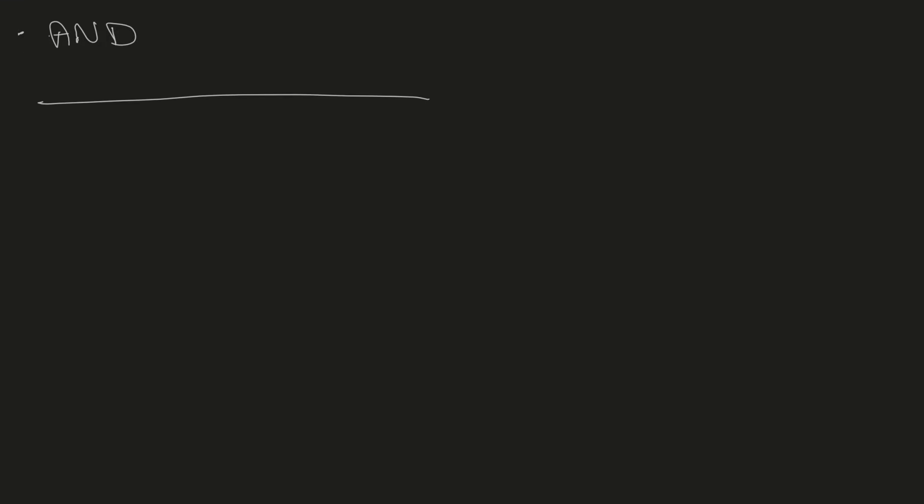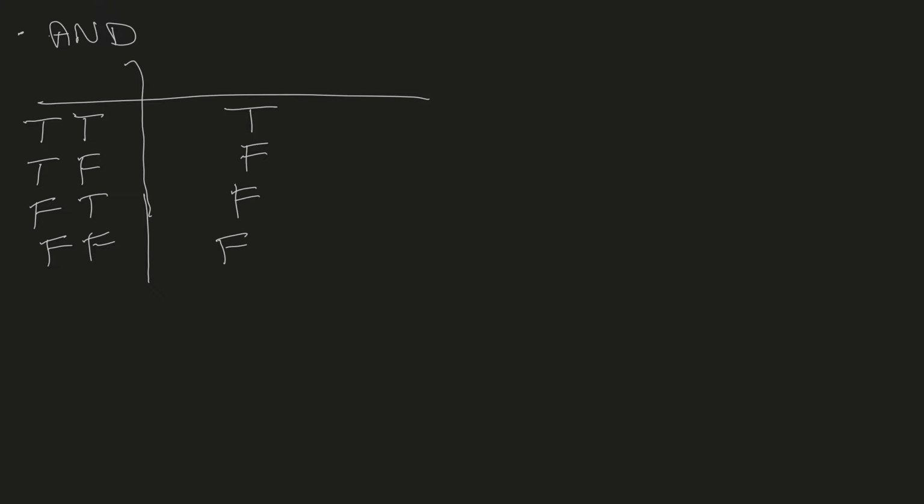And the truth table for the AND operator is true, true, true; true, false, false; false, true, false; false, false, false. So whenever it's true, true, then the overall statement will be true. So what does this basically mean? Let's work it out with an example.